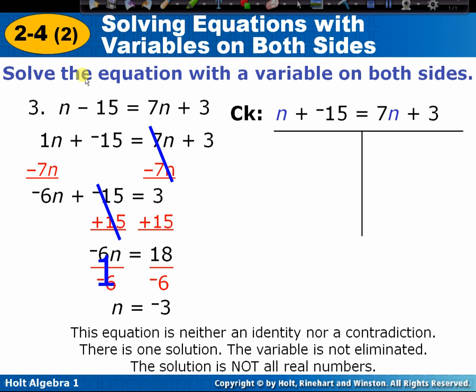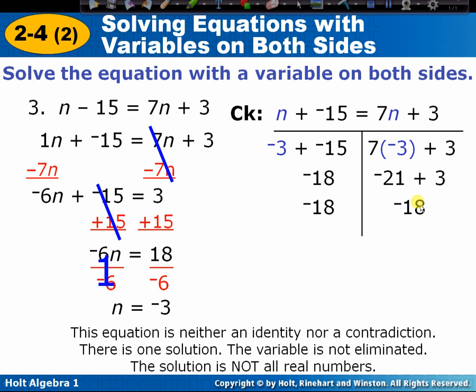So we're going to go back to our original equation before we did anything to it, and everywhere we see an n, we're going to plug in a negative 3. Instead of n, we put in negative 3 here. Instead of n, we put in a negative 3 here. Negative 3 plus negative 15 is negative 18. And 7 times negative 3 is negative 21. And then when we add 3, we get negative 18 equals negative 18.